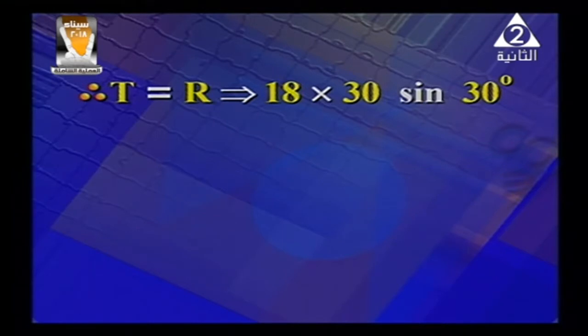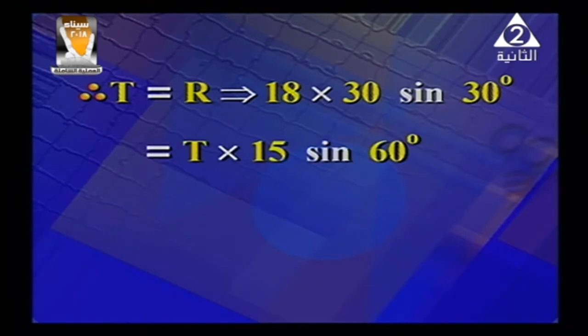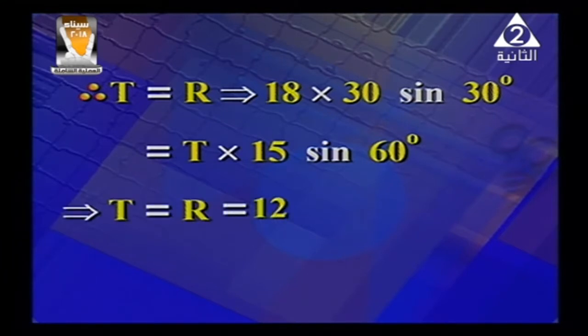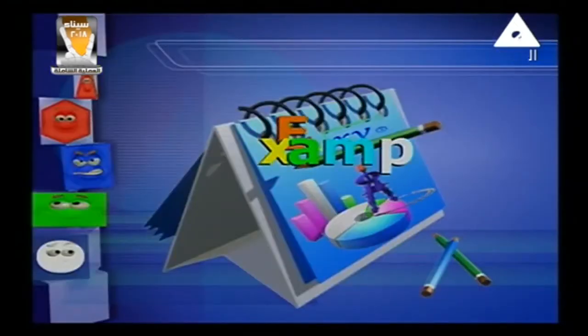What do you deduce? 18 times 30 sine 30 equals T times 15 sine 60. By substitution, we deduce that T equals R equals 12 root 3 Newton. Then T equals R, each one 12 root 3.